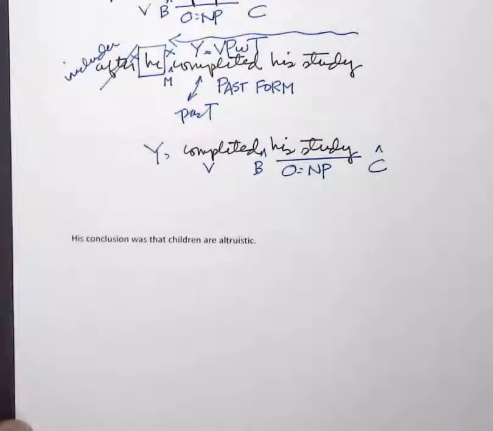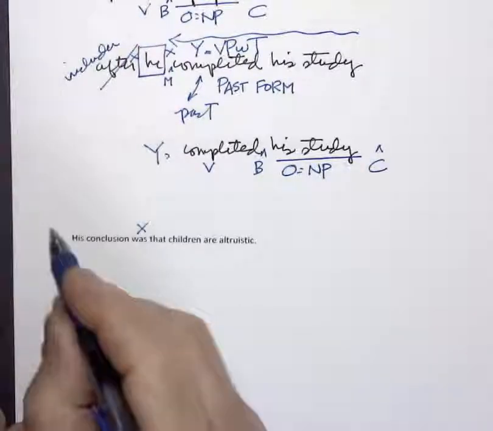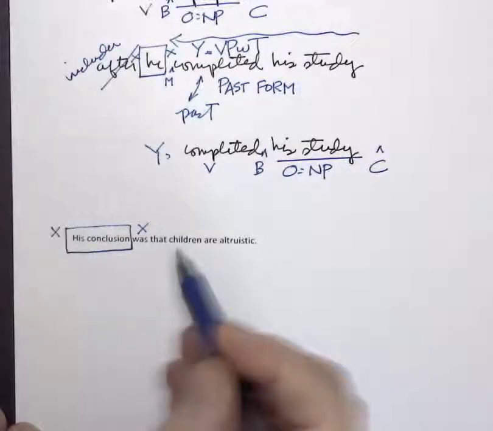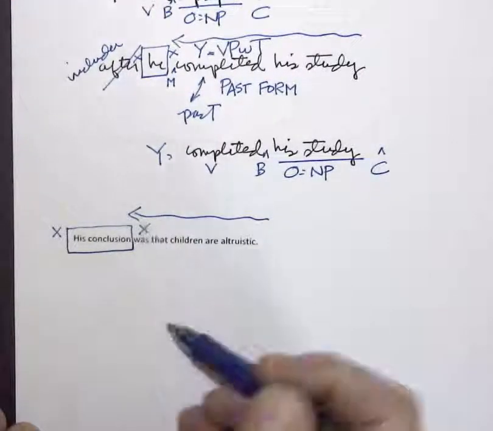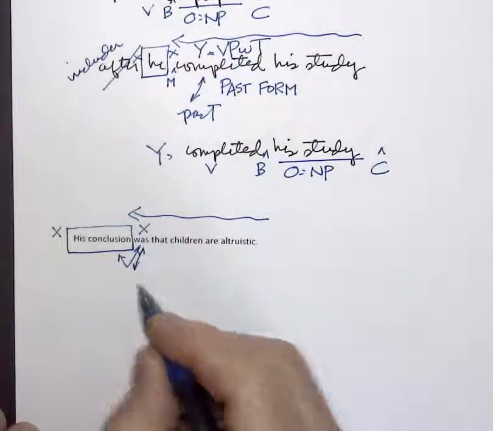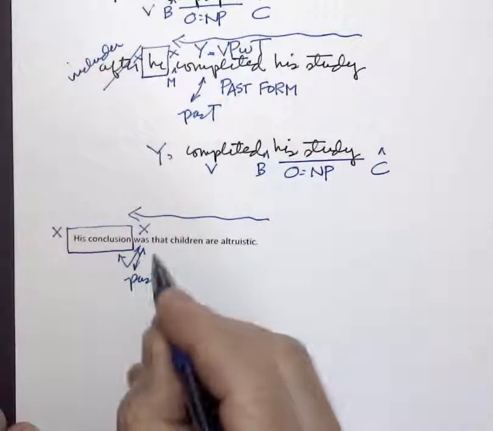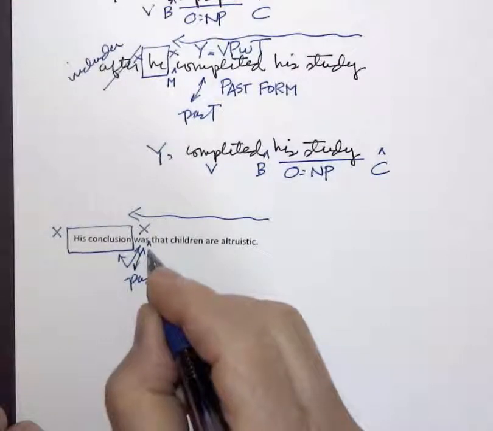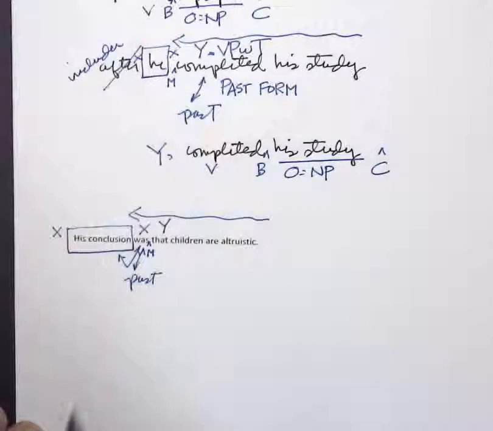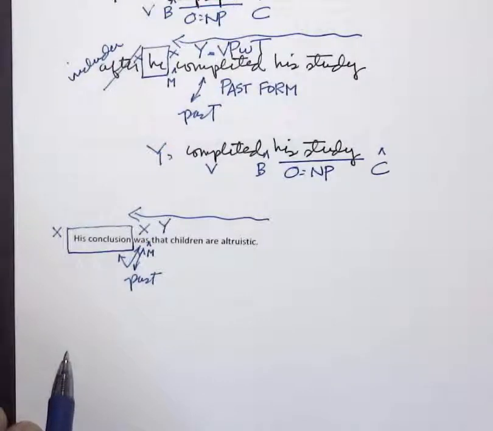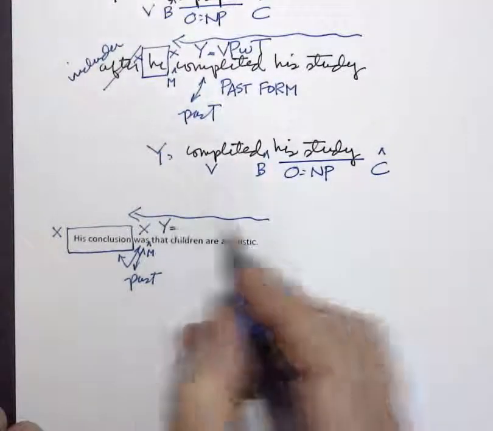His conclusion was that children are altruistic. No shifters. The X word is was. Was his conclusion. His conclusion is the subject. Predicate: was ties with the subject, was ties with the past. There's no verb ties here, so there's no verb in the Y. Now we need to decide what kind of phrase is that children are altruistic. Absolutely correct. This is a trunk.